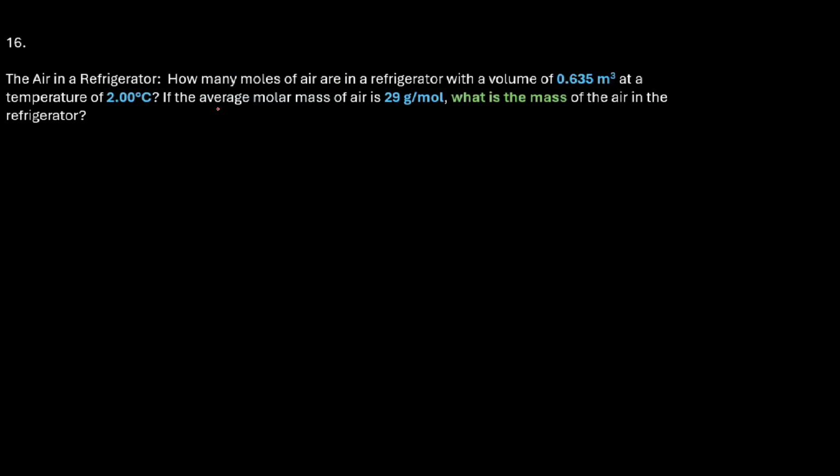Question 16. How many moles of air are in a refrigerator with a volume of 0.635 meter cube at a temperature of 2 degrees Celsius? If the average molar mass of air is 29 gram per mole, what is the mass of the air in the refrigerator? So here the question has given me the volume of the air in the refrigerator. So I will write volume V equals 0.635 meter cube.